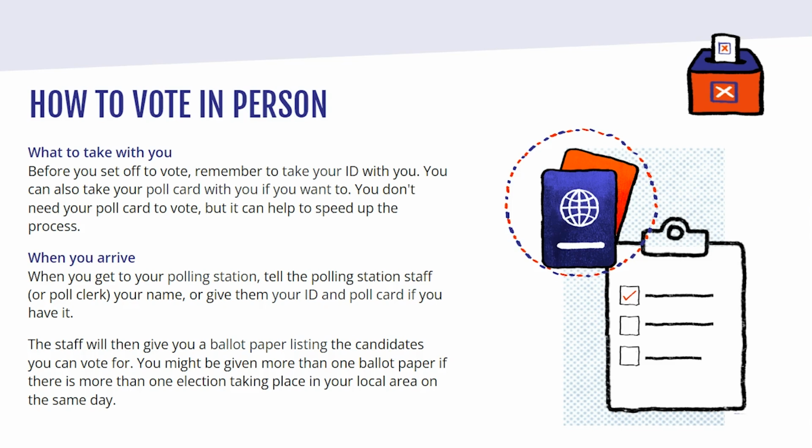When you arrive at your local polling station, which will be very close to where you live, there will be polling station staff there ready to help you. When you arrive, you need to give the staff there your name and ID and your poll card if you have it. The staff will then check your name and ID against the register and tick you off. They will then give you a ballot paper listing the candidates you can vote for in your constituency in the general election.